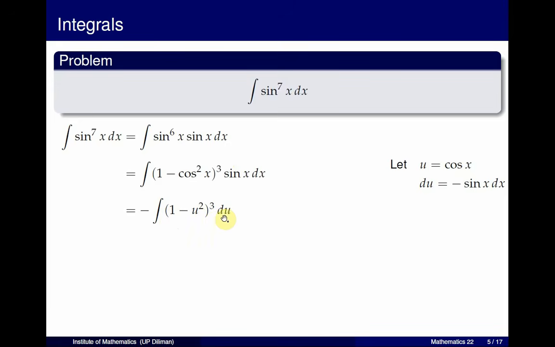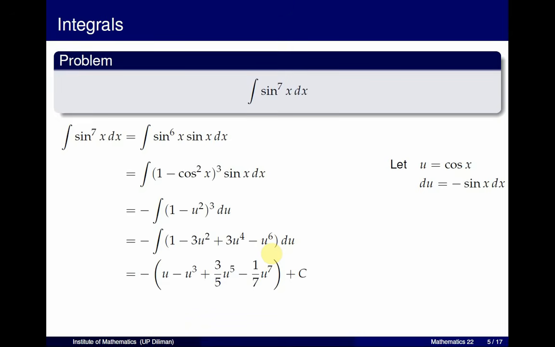And then let's expand 1 minus u squared, cubed. This is just a polynomial. Using the perfect cube formula, or by expanding on your own, you will see that 1 minus u squared, cubed, is 1 minus 3u squared plus 3u to the 4th minus u to the 6th. Notice that this integral is just the integral of a polynomial, which can readily be integrated by the power rule. So the integral is negative times the quantity u minus u cubed plus 3/5 u to the 5th minus 1/7 u to the 7th, plus c.